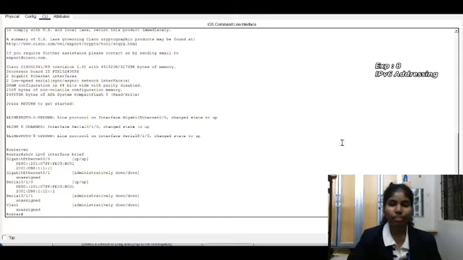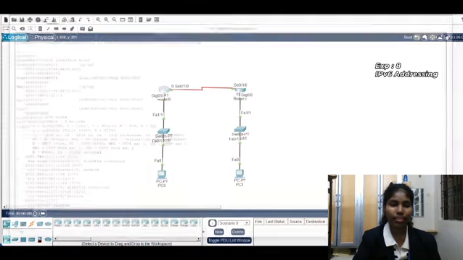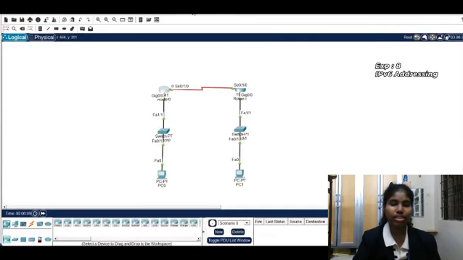Enabling IPv6 routing. By default, routers do not forward IPv6 packets. So I enabled IPv6 routing using the command ipv6 unicast-routing. This allows the router to forward IPv6 traffic between the networks.